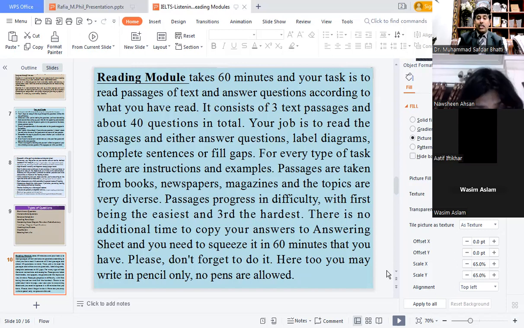There is no additional time to copy your answers to the answer sheet, and you need to squeeze it into the 60 minutes you have. Please don't forget to do it. Here too you may write in pencil only. No pens are allowed.